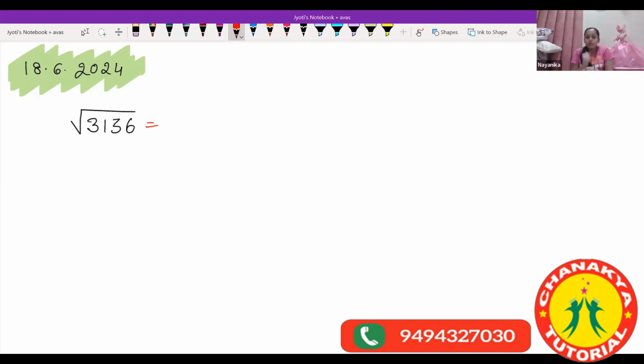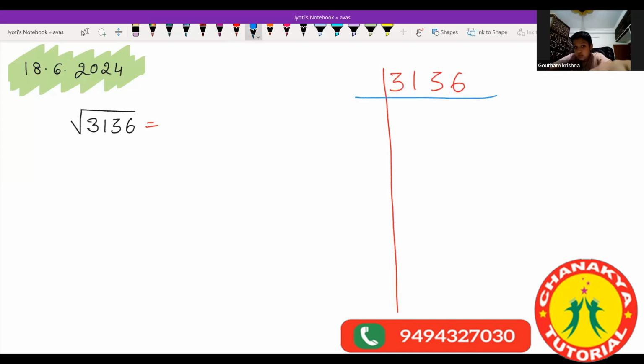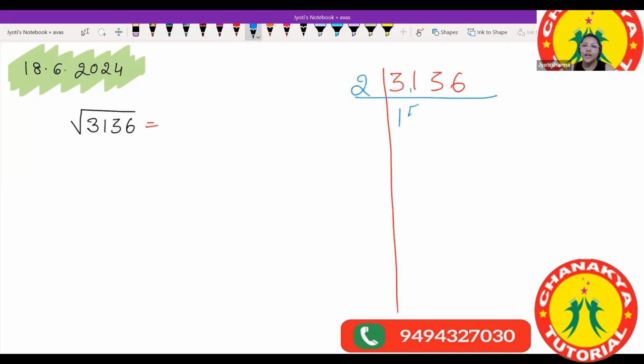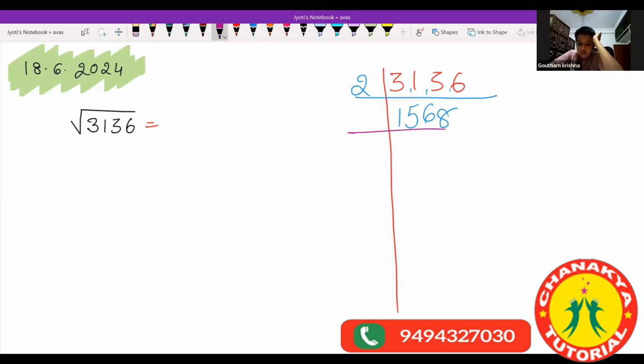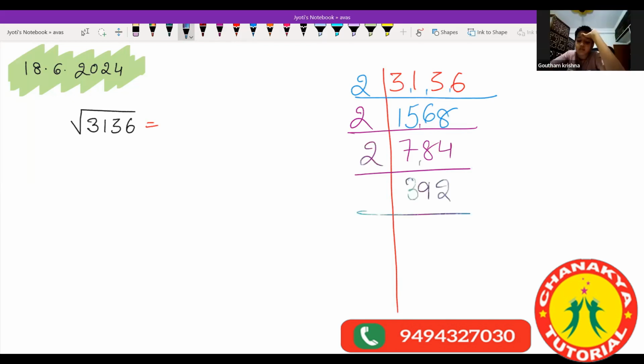So let's do its prime factorization. By which number we are going to divide it first? 2. 2 ones are 2, 2 fives are 10, 2 sixes are 12, 2 eights are 16. Now, next is 2 sevens are 14, 2 eights are 16, 2 fours are 8. Now, next 2 twos are 4, 2 threes are 6, 2 nines are 18. Again, 2 ones are 2, 2 nines are 18, 2 sixes are 12.